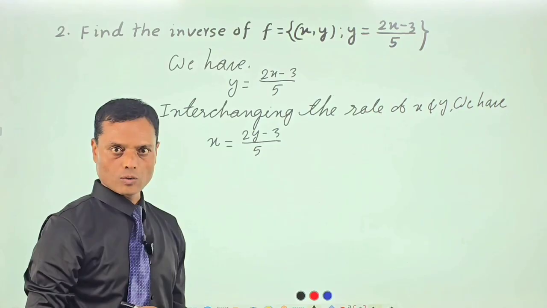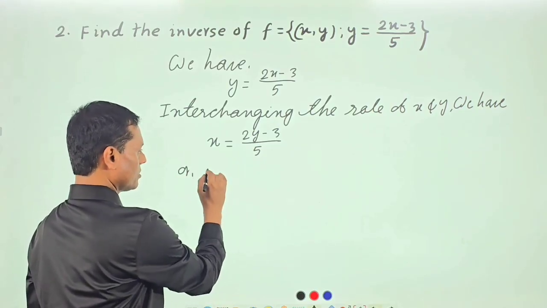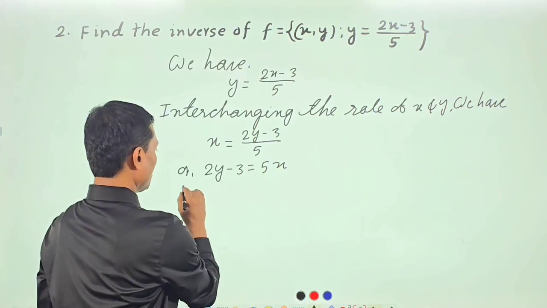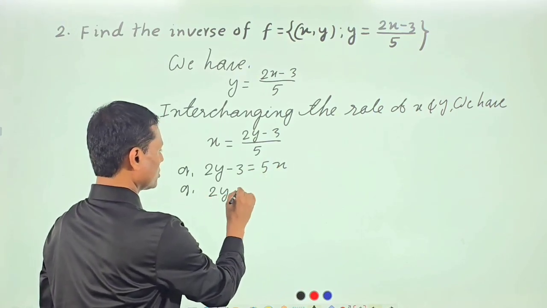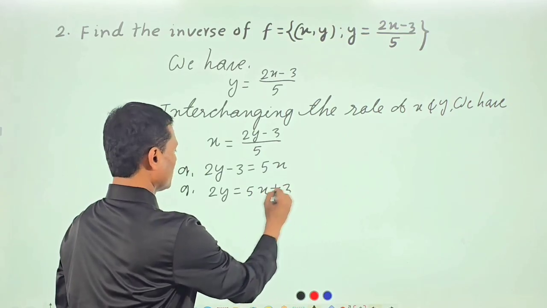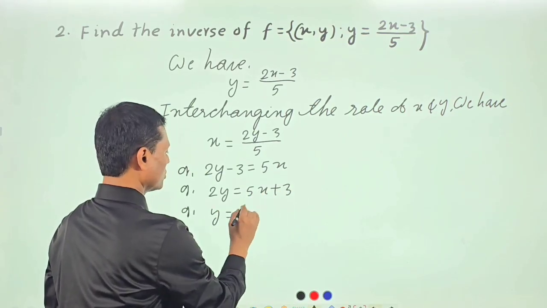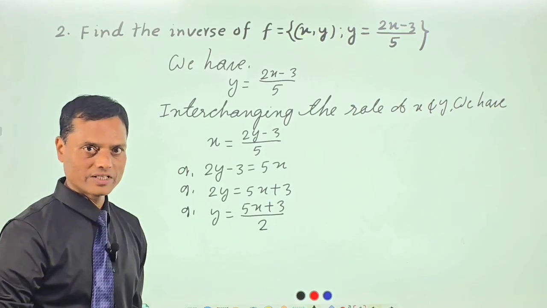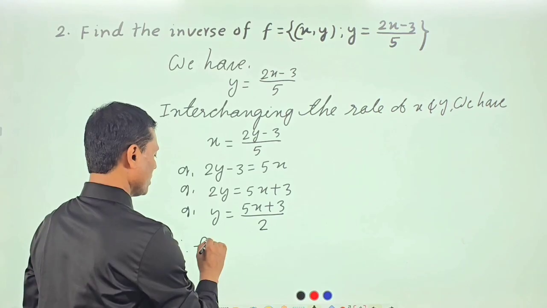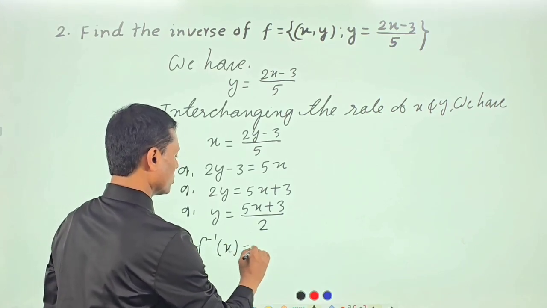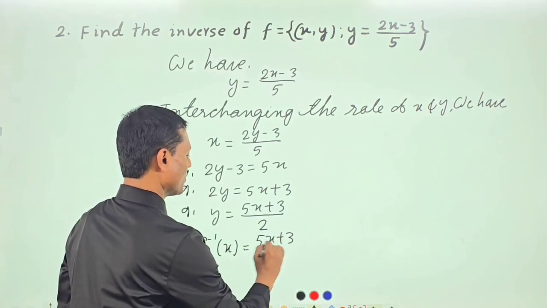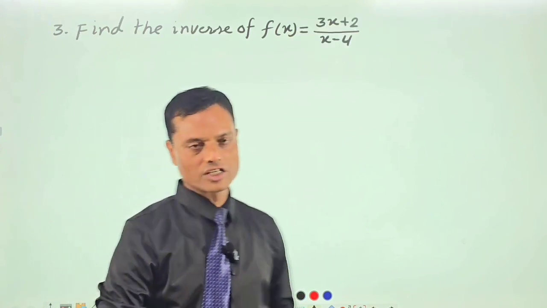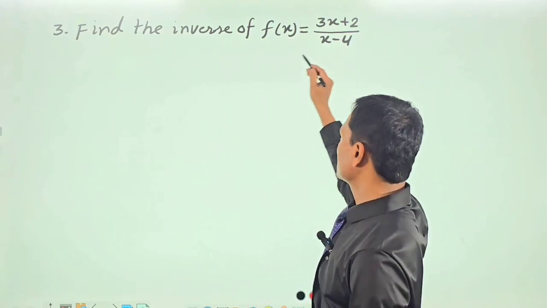So we are going to find the value of y, right? So let's do the cross multiplication here. So that becomes 2y minus 3 equals to 5x, or 2y equals to 5x plus 3, or y equals to (5x plus 3) over 2, and that's the value of y, means it's the inverse. So therefore we can write here f inverse x equals to (5x plus 3) by 2. Yeah, that's the answer.